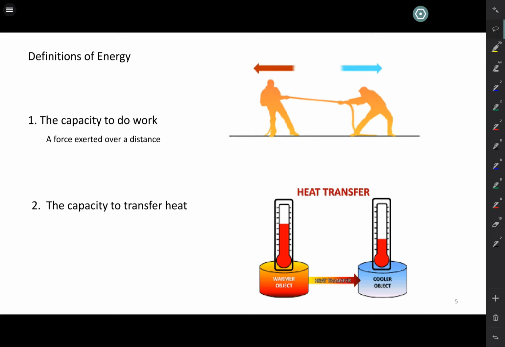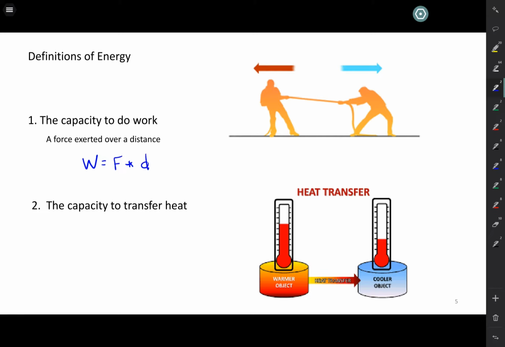So there are two definitions of energy that we are going to be using in this class. The first one is the capacity to do work, where W is work. Work is some sort of force exerted over a distance, so we use F for force times D for distance.